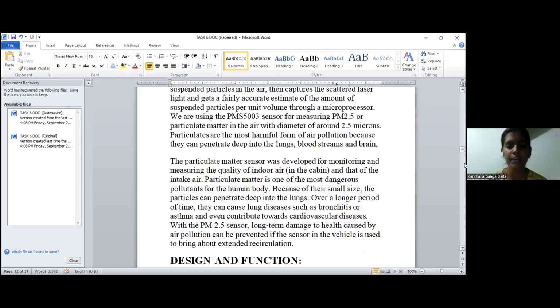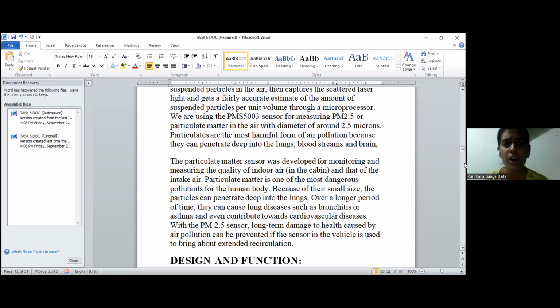Firstly, as I have already said, this PM2.5 sensor is used for identifying the particulate matter which is released from sources such as UV rays, sunlight, or natural calamities. It is developed for monitoring and measuring the quality of air, indoor or outdoor. Particulate matter is one of the dangerous pollutants for the human body. If we don't identify it, we may have oxygen deficient areas or enriched areas. Because of their small size, the particulates can penetrate deeply into the human lungs.